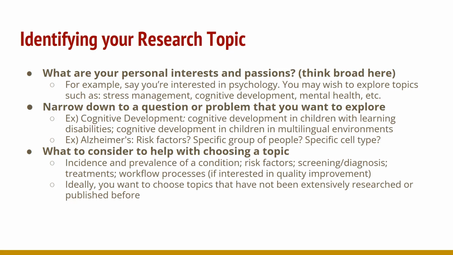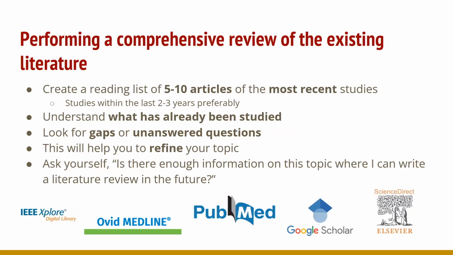You really want to think about things like incidence and prevalence, risk factors, differential diagnoses, treatments. And I gave this example here. If you want to do something more quality improvement, like workflow processes and things like that, it'll help you pick your general area of what you want to explore for your literature search or your review of the literature. Here is where you're going to really refine your topic. So you can go onto certain databases like the ones you can see below, and you're going to choose 5 to 10 articles, the most recent you can find for sure.